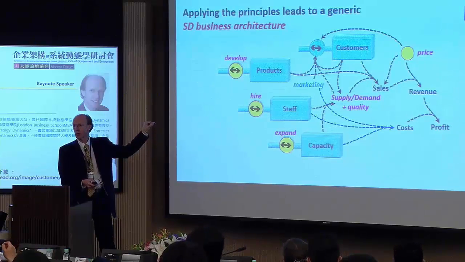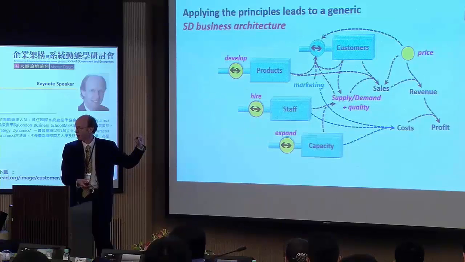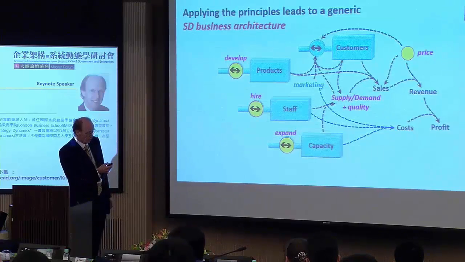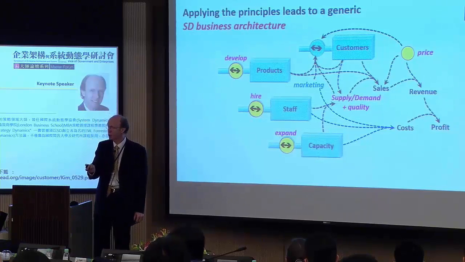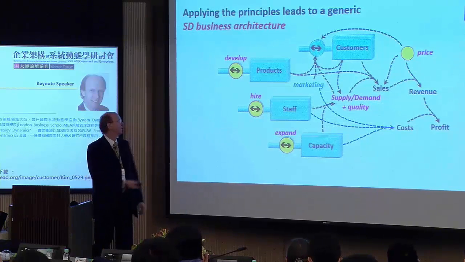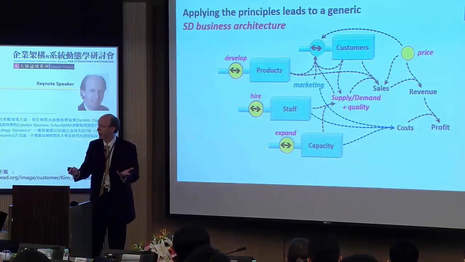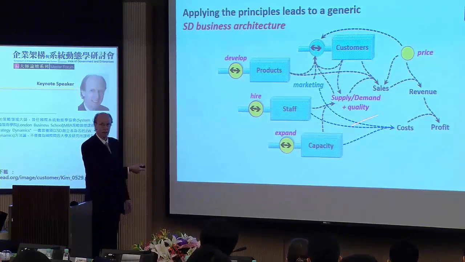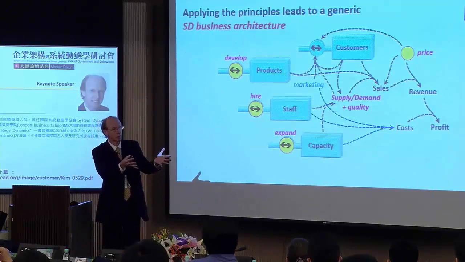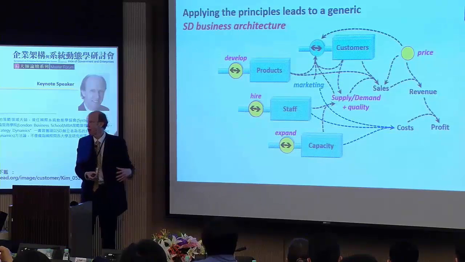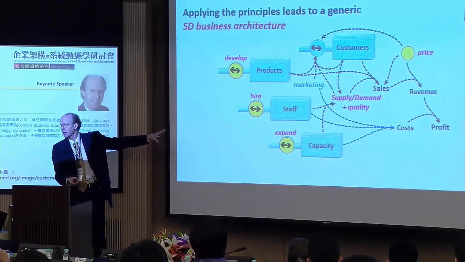I'm doing some work in the UK right now on care homes for elderly people. So customers are the number of elderly people who need to be looked after. The capacity is how many care homes there are. The staff is how many nurses and how many carers there are in the care homes. So you can photocopy this for the public sector too.